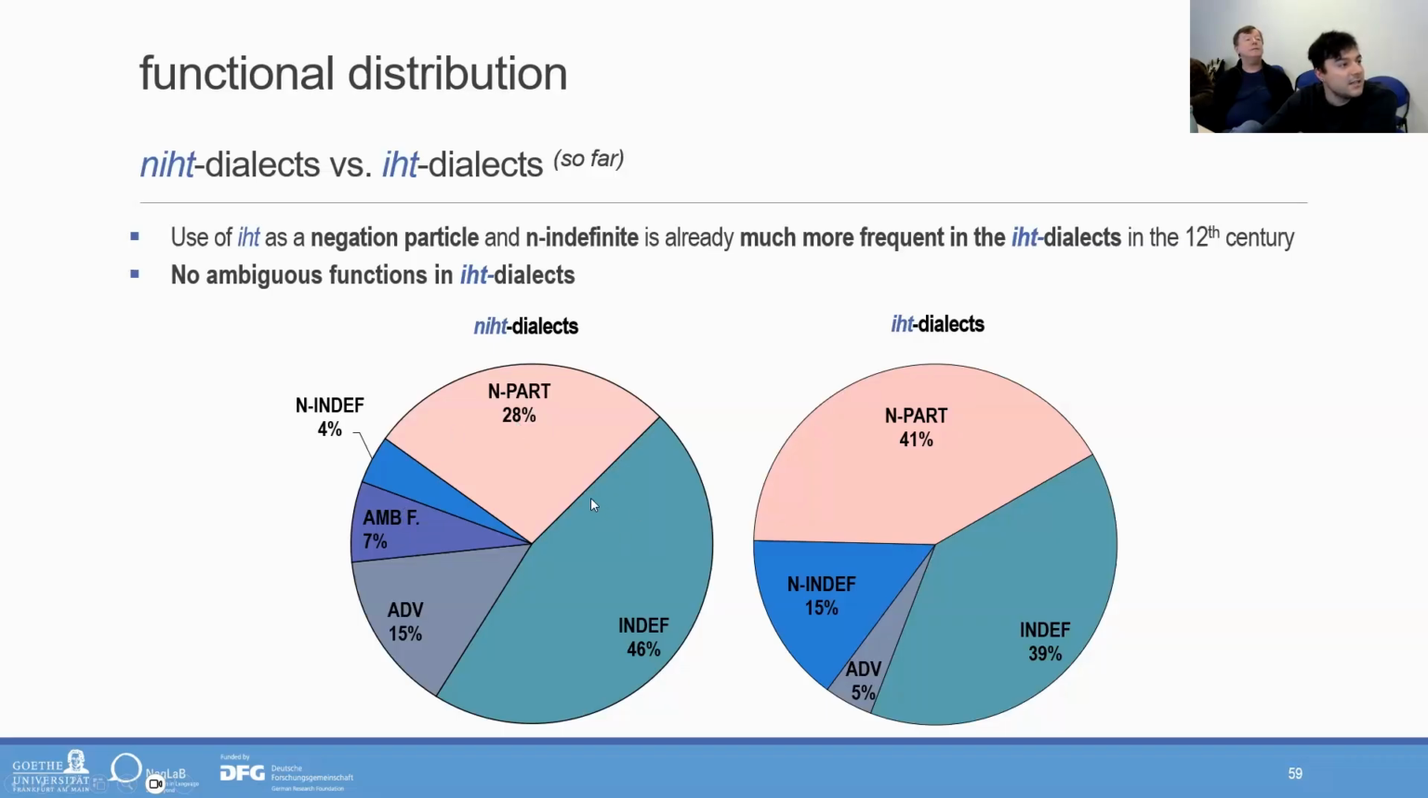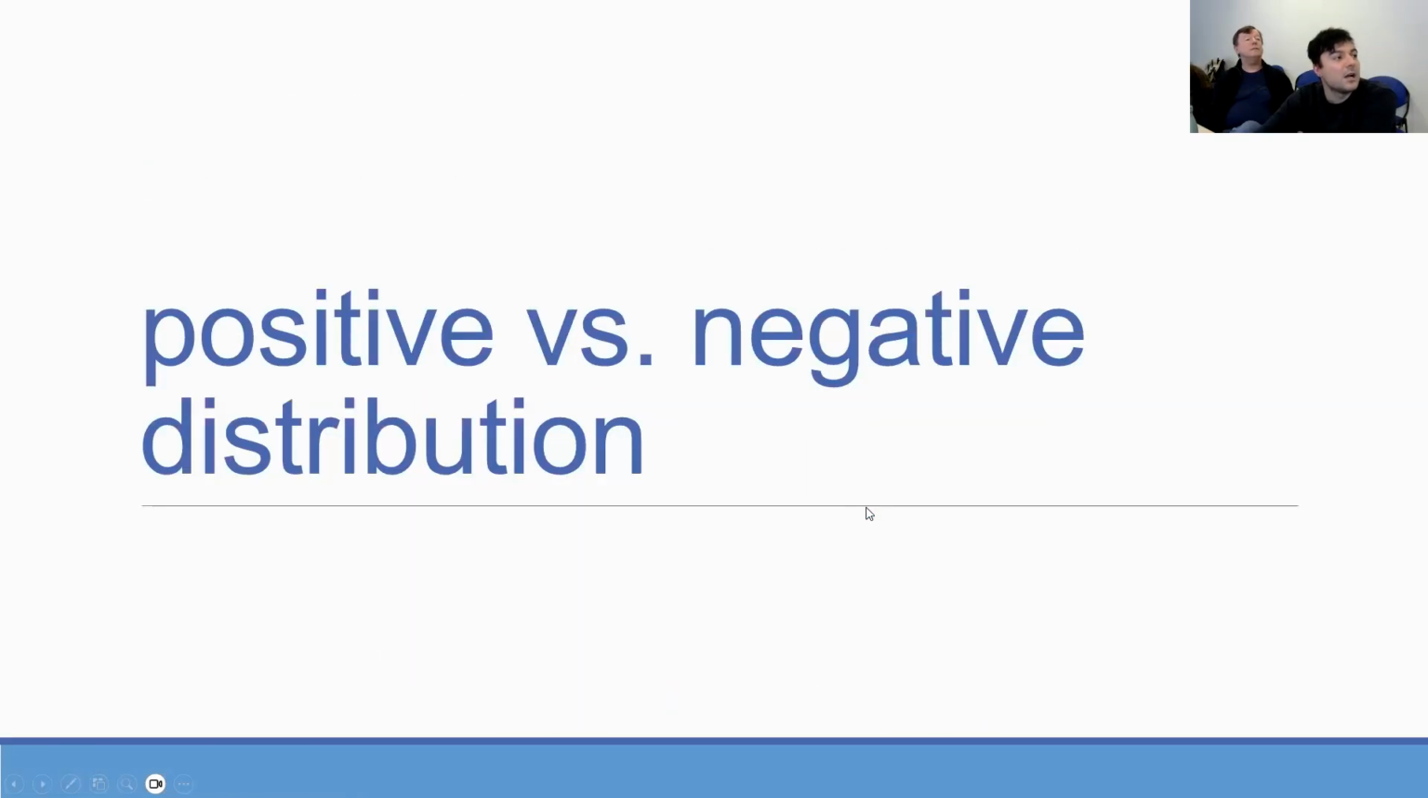And again, you can see that we had a lot of ambiguous cases, 7%. But in the ich dialects, already by the end of the 12th century, the uses are clear, concrete. There are no ambiguous cases in this regard. Now to the semantics of ich itself.